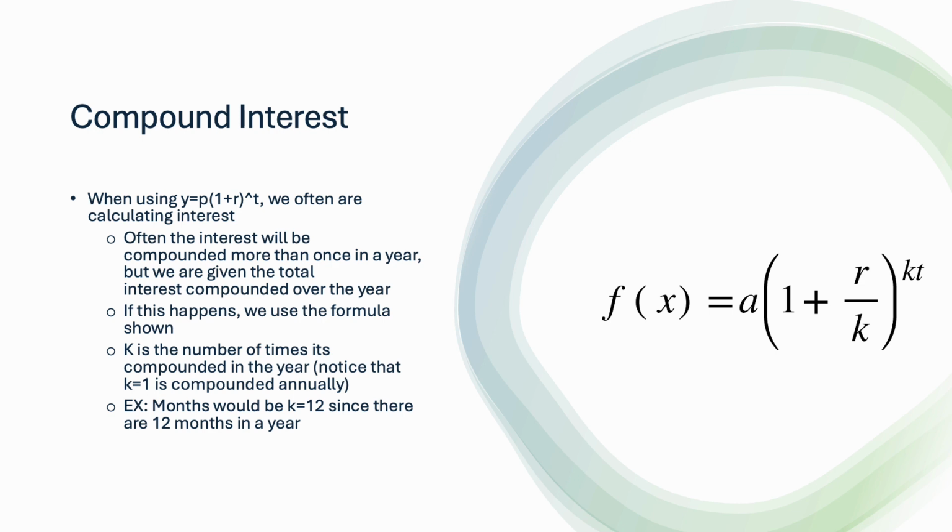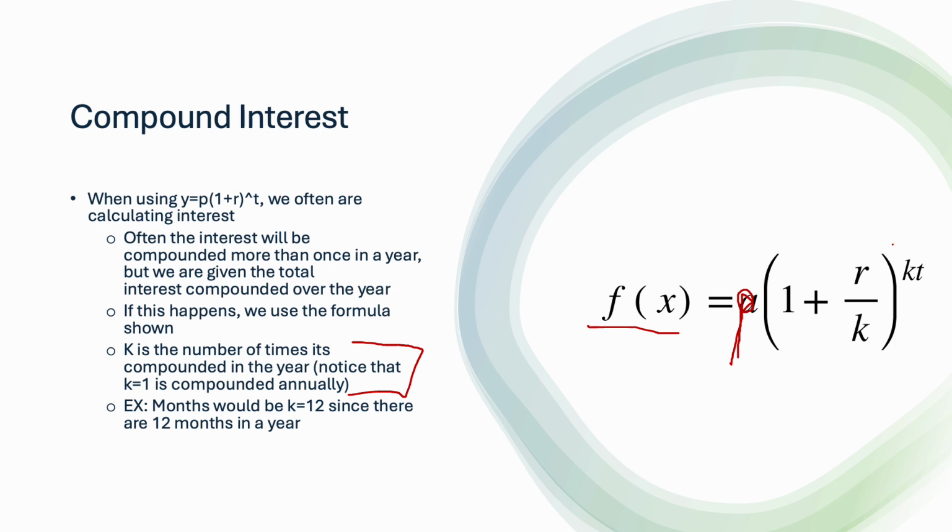And so we can use a formula for that. That's just a slight modification on p times 1 plus r to the t. This can also be replaced with the p. I don't know where I wrote a, but you can do p if you want. P times 1 plus r over k to the kt. And k is going to be the number of times it's compounded in 1 year. So you can notice that if k is equal to 1, we're dividing by 1 and we're just multiplying by 1. So if k is 1, then that's just the equivalent of compounding once every year.